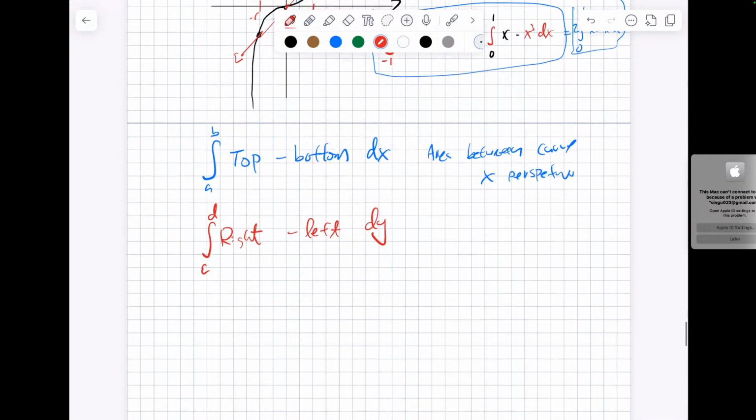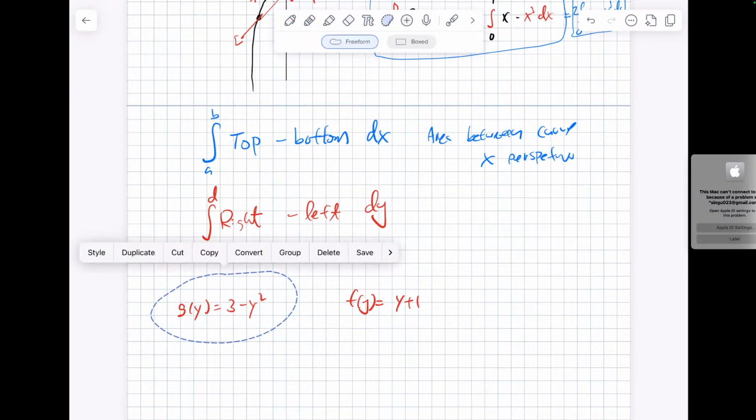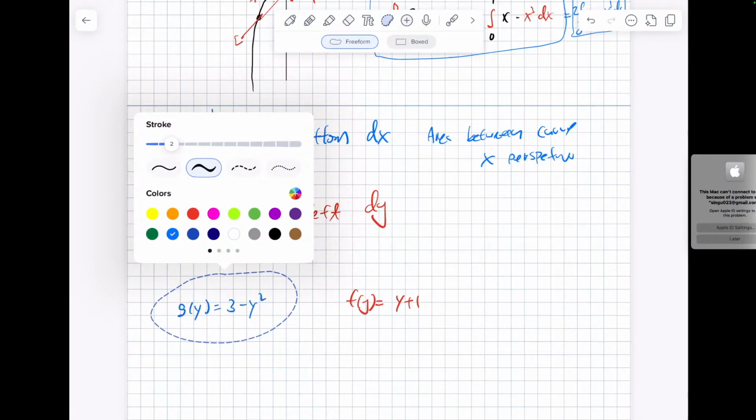So I'm going to give you an example. This time I'm going to have g of y, not f of x, is equal to 3 minus y squared. And f of y is equal to y plus 1. Now, if you don't understand this part, I personally don't think it's a very big deal because I don't think the AP exam will give you y perspective per se. I think x perspective is already hard enough, but y perspective is slightly different. Now this one's going to be hard to graph, so I'm going to help you graph it. So this one, we're going to say this one's blue, this one's red.